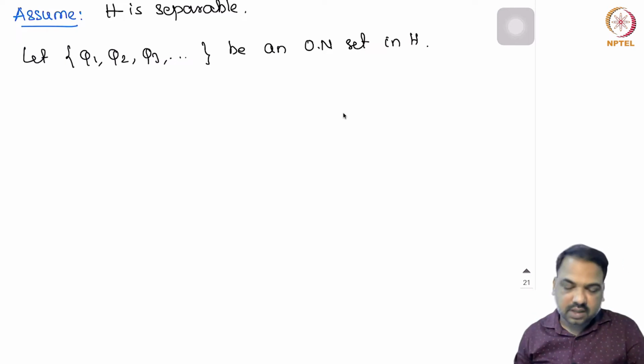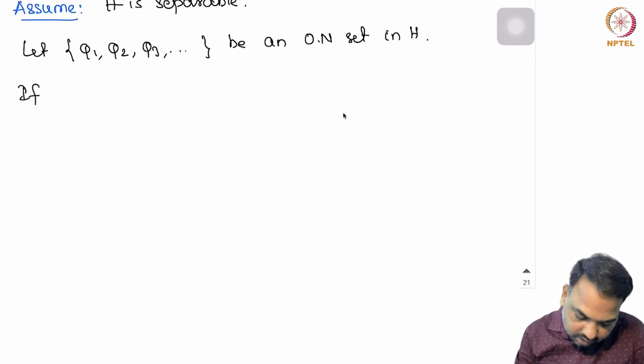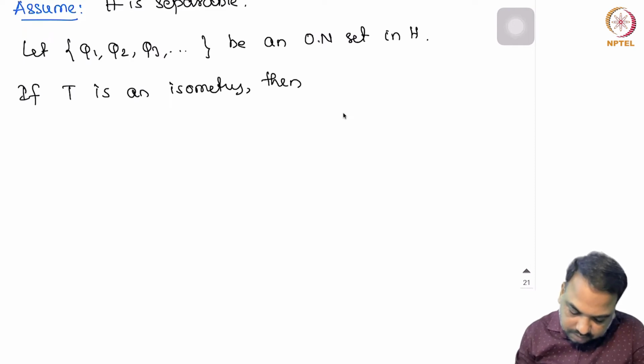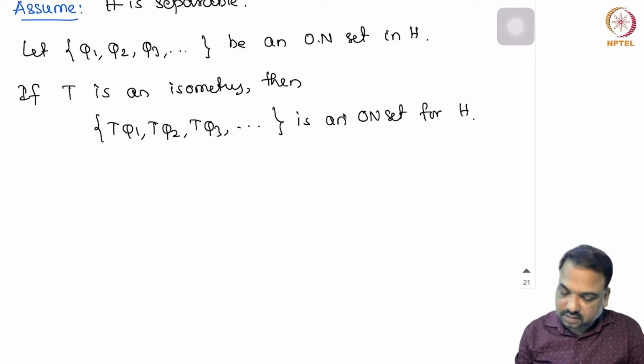Now if T is an isometry, we know that it preserves the distance as well as the angle between two vectors. If you look at norm T phi n, that has to be norm phi n, that is 1. And the inner product of T phi n with T phi m should be the inner product of phi n with phi m. So we can say that the image of this set under T is also an orthonormal set in H. So if T is an isometry, then T phi 1, T phi 2, T phi 3, and so on, is an orthonormal set in H.